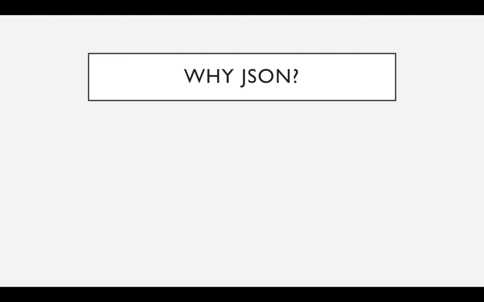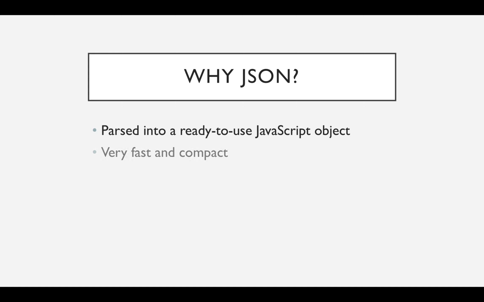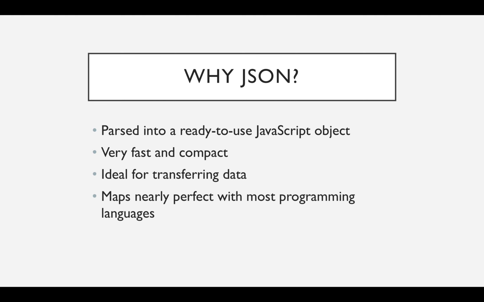So, all in all, why would we use JSON when we have so many other text formats for our scripts? Well, it's parsed into a ready-to-use JavaScript object, so you've seen how easy it is to make it back into JavaScript because that's basically where it derives from. It's extremely compact and fast, and so you can add a lot of information into a little spot, and it's extremely ideal for transferring data. And it maps nearly perfectly with almost every programming language, so what you're already using will work with JSON.